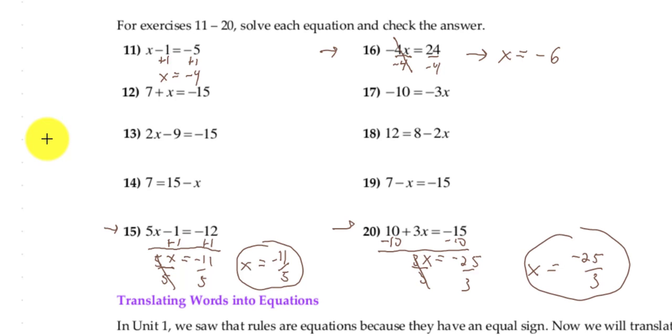Okay? And again, the answers to all of these problems are in the back of your book. So I would definitely try to complete some of the problems and then check your answers, okay? But this should be good practice for now. All right, let's keep going.